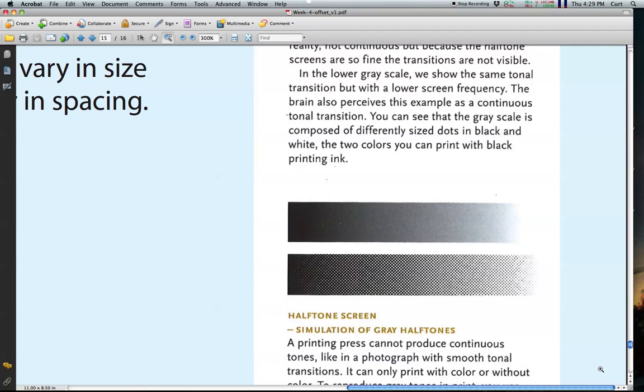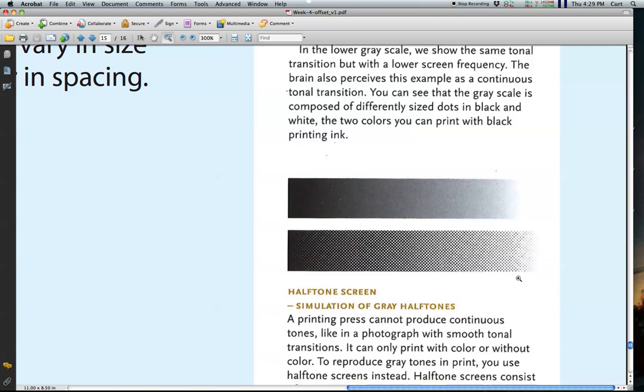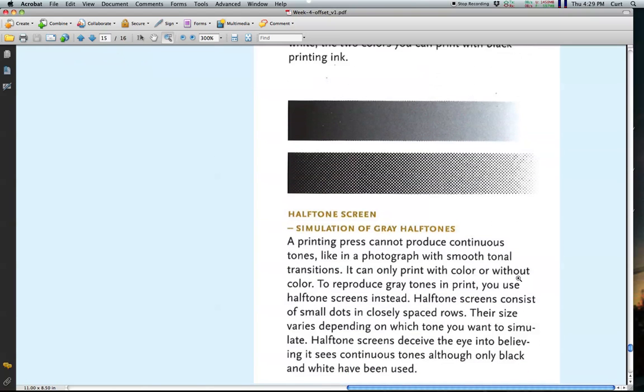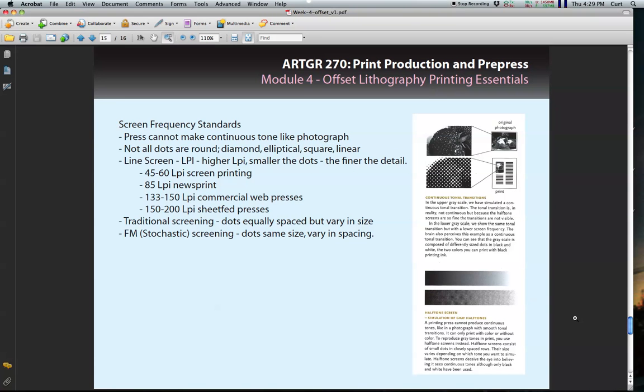So here is an example of just a gradient, and to reproduce that on a press, it needs to be converted to a halftone screen where the dots get smaller and smaller. Feel free to pause this video at any time and read that text.